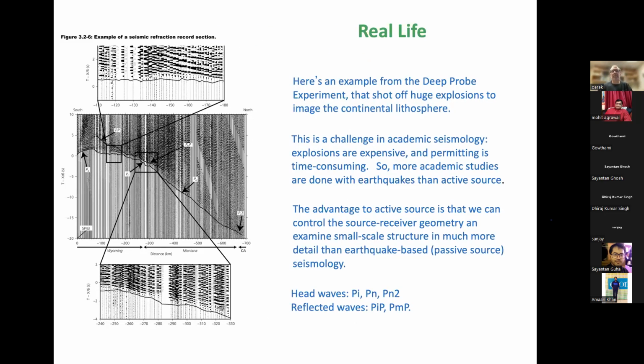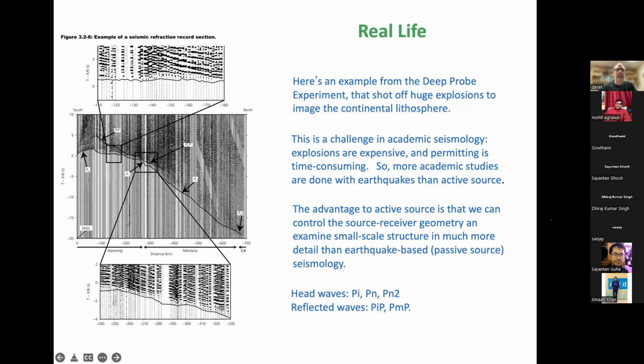So here's an example from the DEEP PROBE experiment, which set off a massive explosion with the goal of imaging the North American lithosphere. And they saw a PN wave, a PN2 wave, which is a second interface that they found between the crust and mantle. They found a PIP, which is a reflection off an interface, and a PMP, which is a reflection off the Moho.